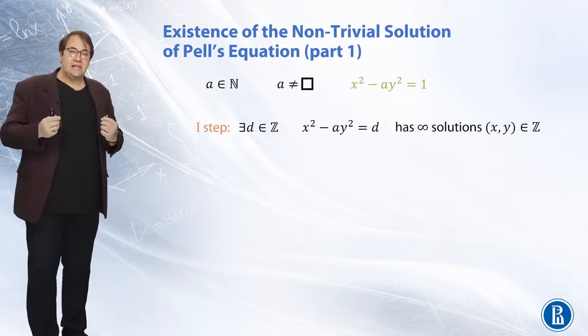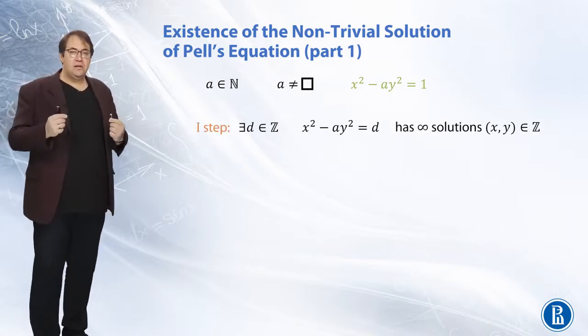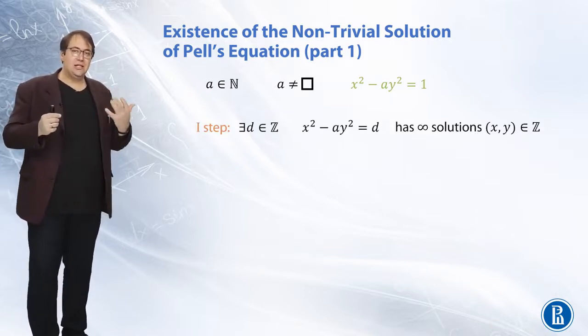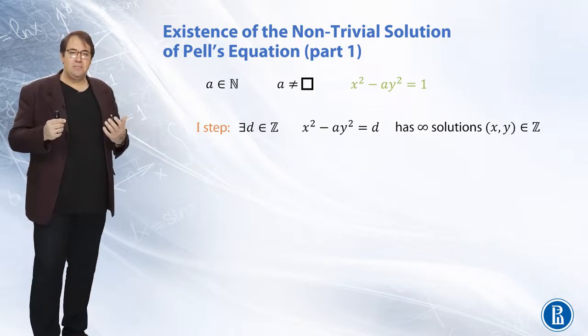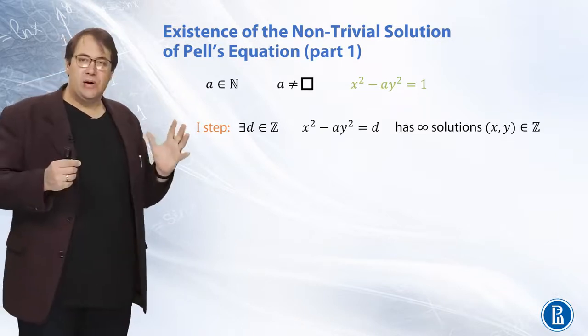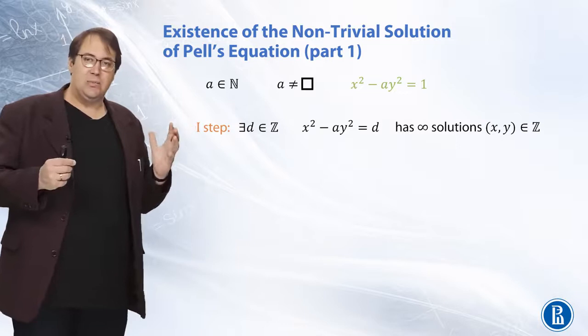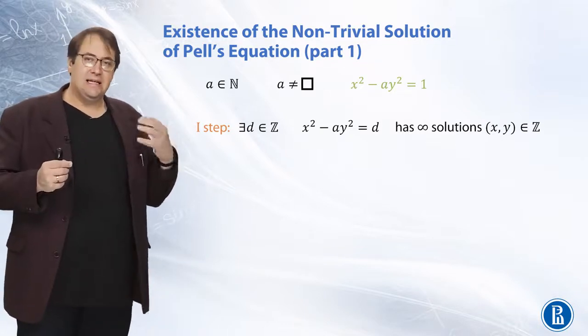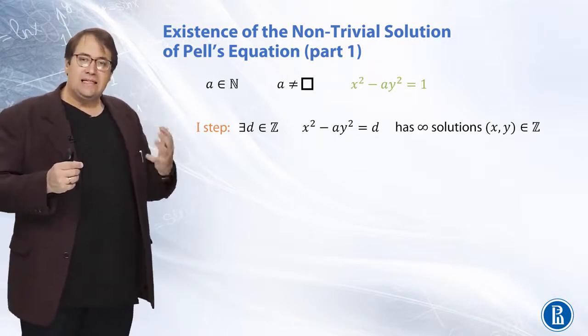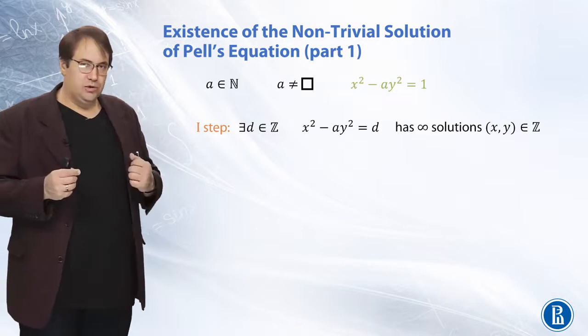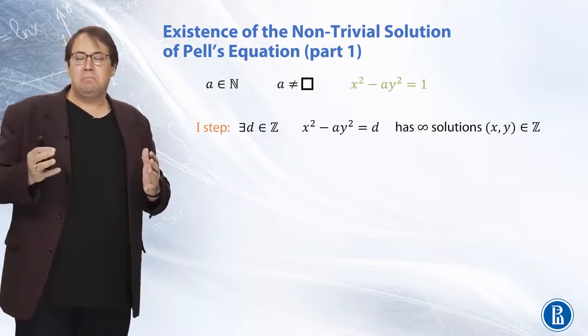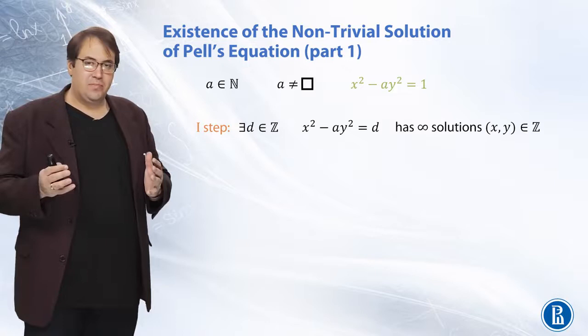And the first step of the proof will be to show that there exists an integer d such that another equation, which looks like Pell's equation but has d instead of 1, has infinitely many integer solutions. And this will be maybe the most difficult part.